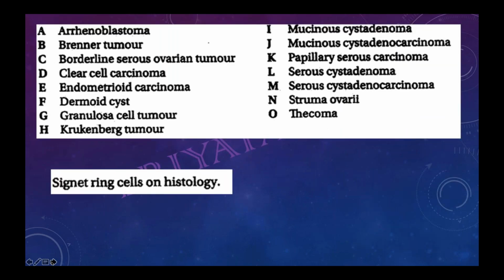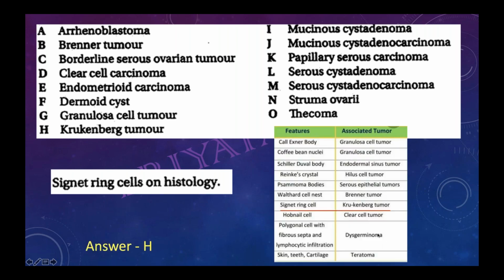So these are histopathology questions. If signet ring cells are there on histology, what will you think of? Signet ring cells. Krukenberg. Yes.